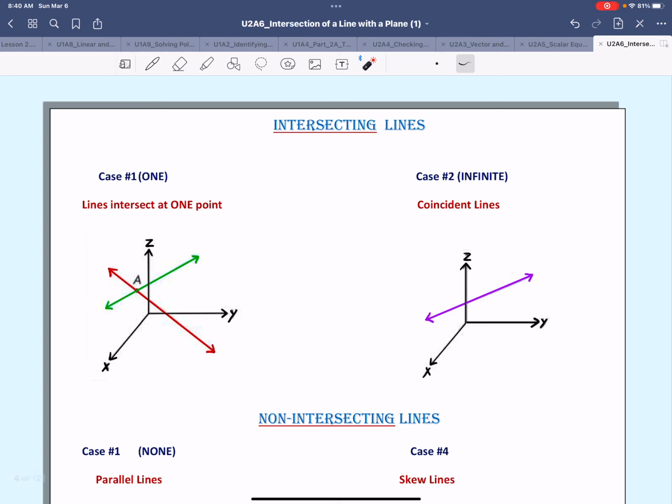Welcome back to lesson U2A6. This is video number 3 and the last video for the lesson. And here we're going to investigate the intersecting lines in 3D.